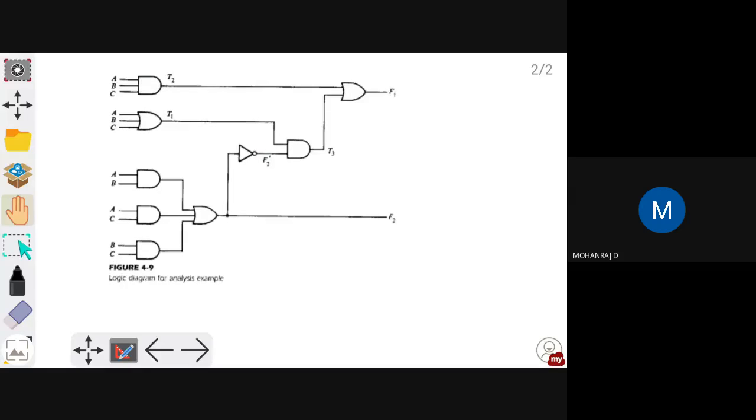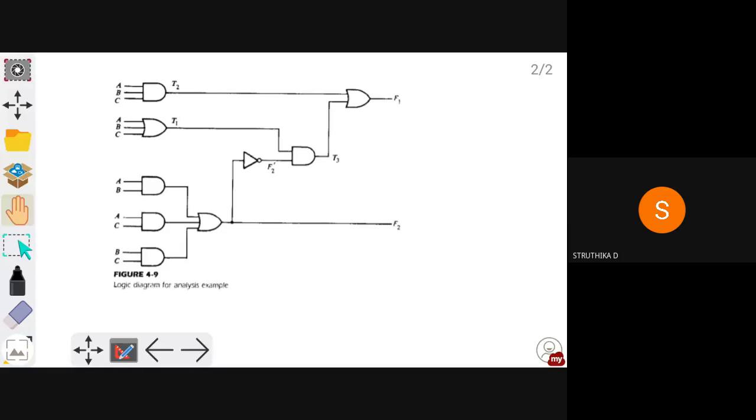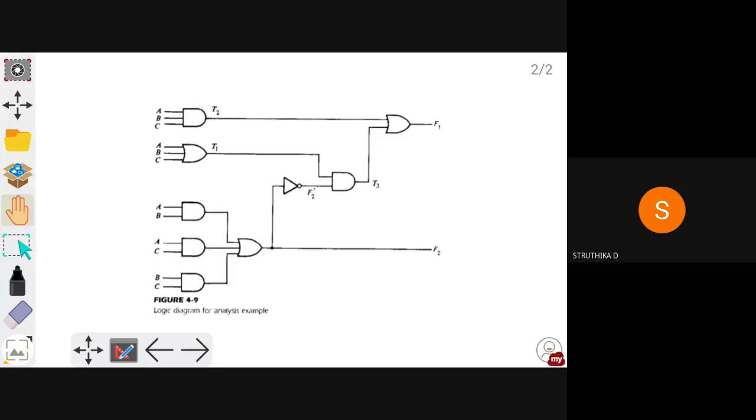Can you all see this diagram? Yes, ma'am. So for example, you are given this circuit to analyze. The question will be: analyze the following combinational circuit, and obtain the Boolean function as well as the truth table. In the first step, you have to check whether it is a combinational circuit or a sequential circuit.